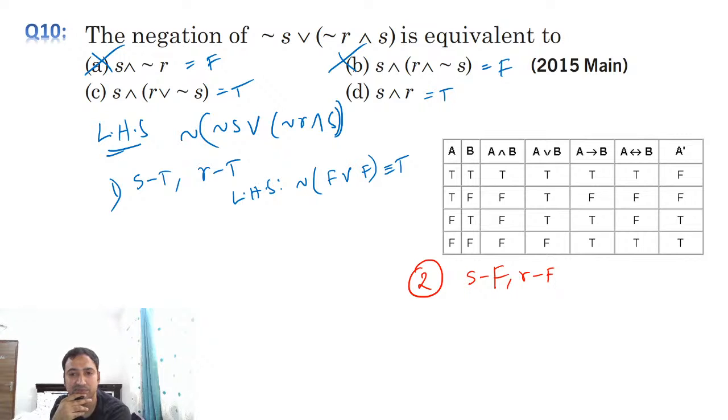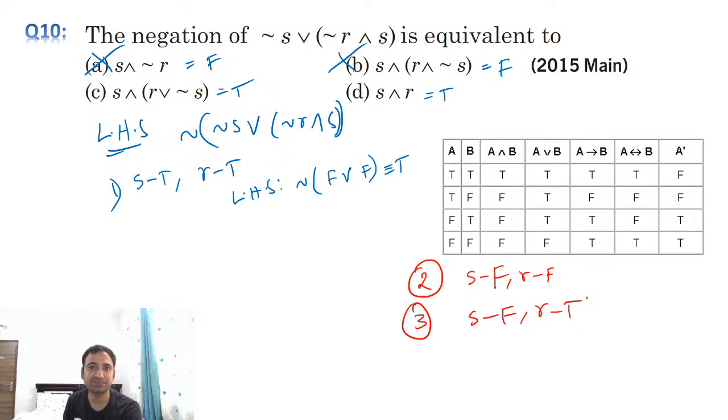True is over, false is over, true false is over, false true we will take, guys. Third one, false true: S equals false, R equals true. Let's check it. The fourth one is becoming false. The third one is also becoming false. Okay, so now this time the fourth one we will take: S equals true, R equals false. Let's see what will happen.